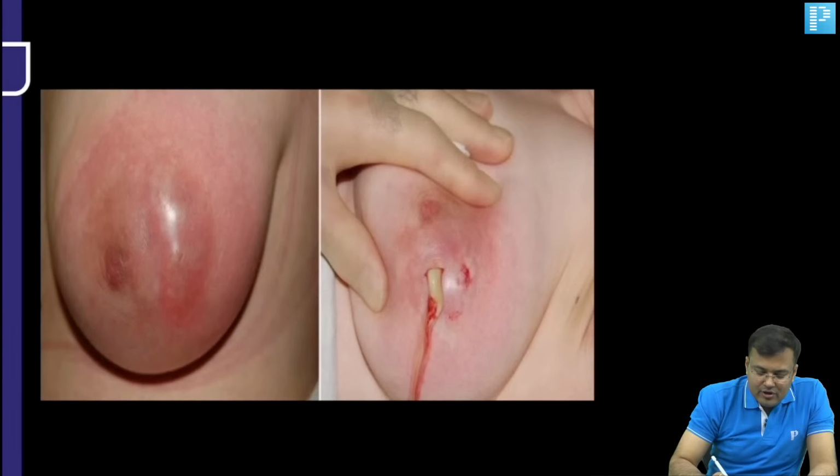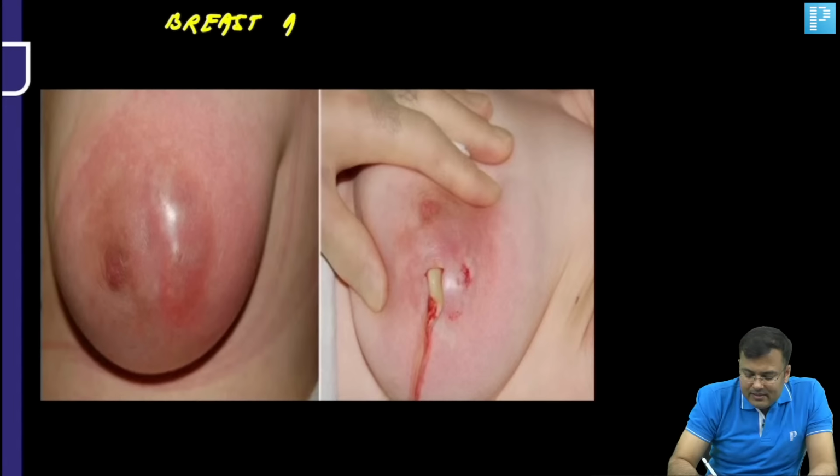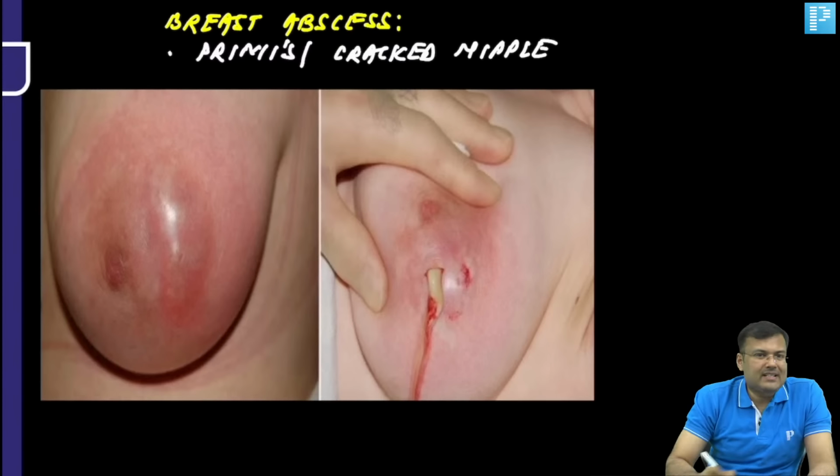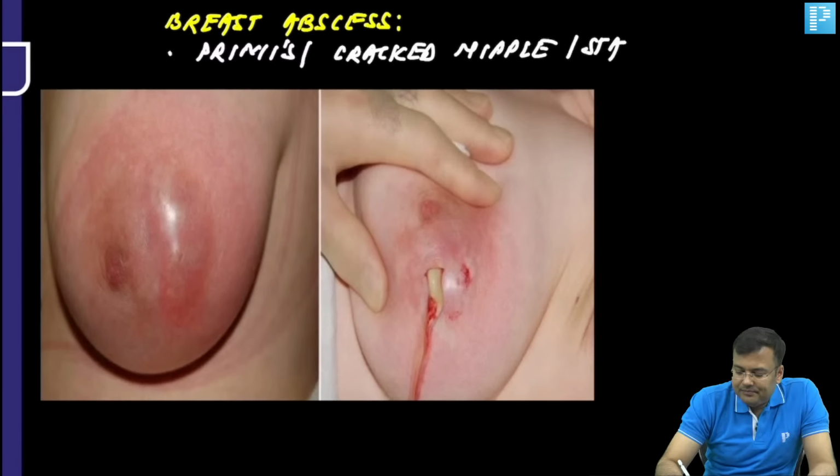Guys, tell me which organism is responsible? Breast abscess, because of faulty breastfeeding technique, is more common in primiparas. If you examine the nipple, these females have a cracked nipple, and because of this cracked nipple, an organism from the skin goes into the breast. Which organism, guys? All of you know, Staph aureus. So, the organism is Staph aureus.